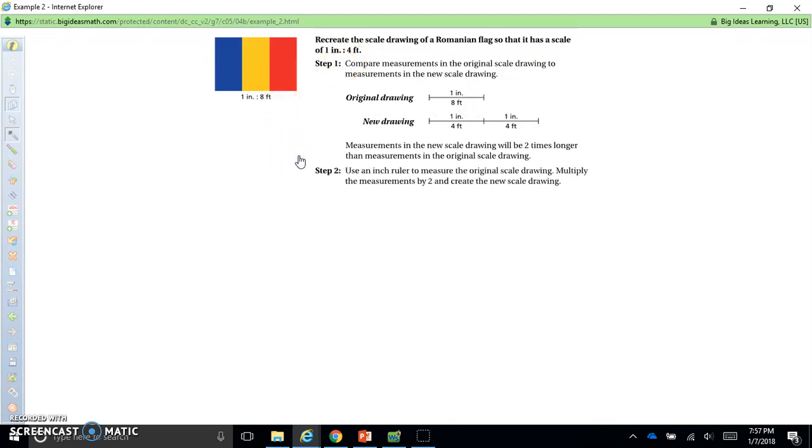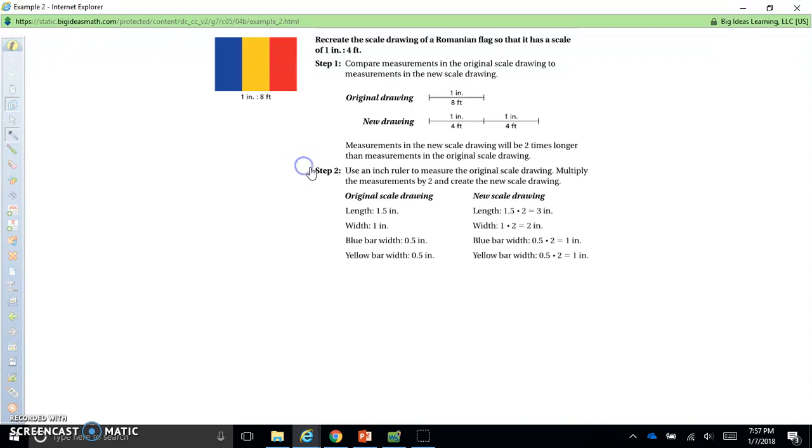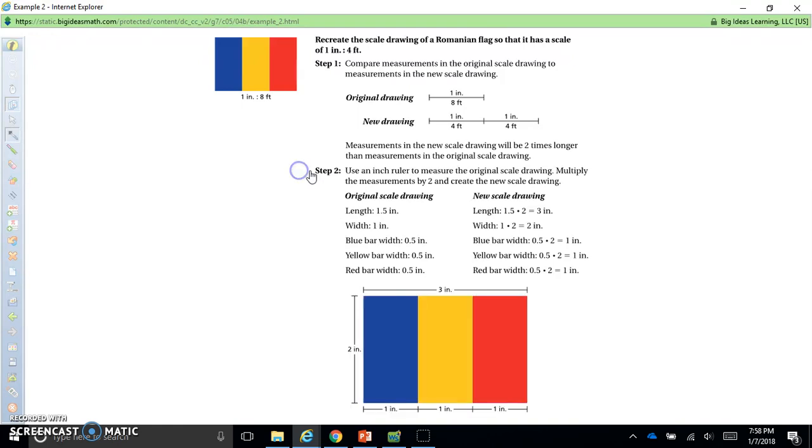Now we would have to use a ruler to actually measure this. Here's what we would get, but I'm having technical difficulties measuring. Yes, you would have to measure; if we did flags, we'd make flags next week. You actually have to measure all of this out to be accurate. And then we can recreate it.